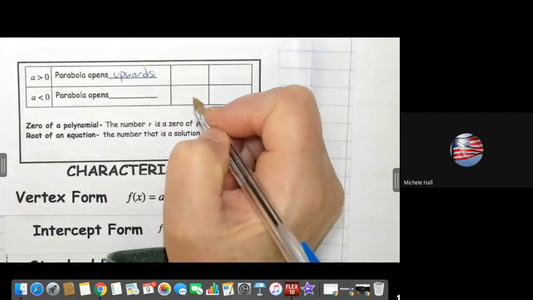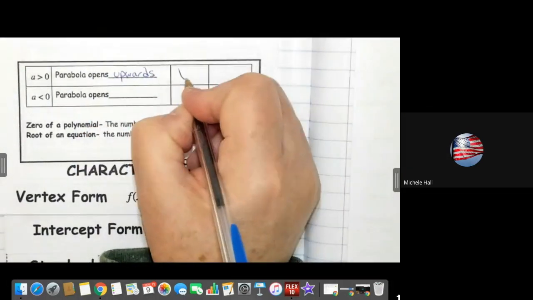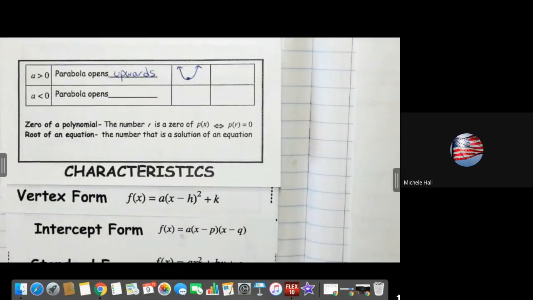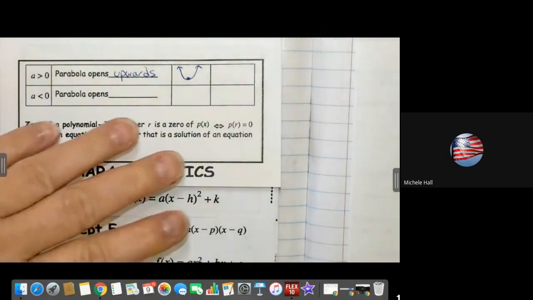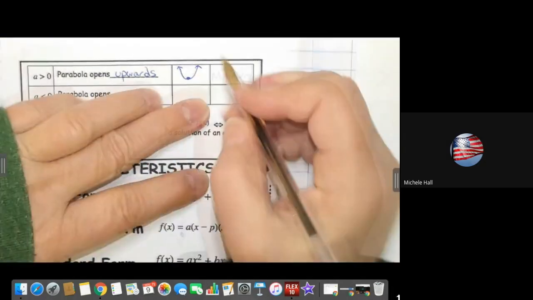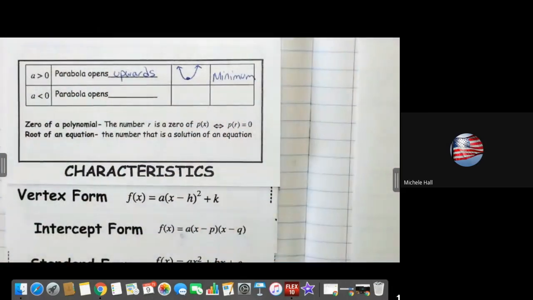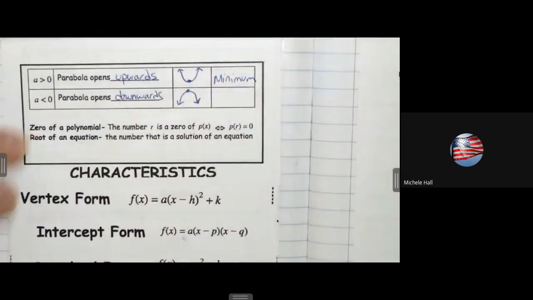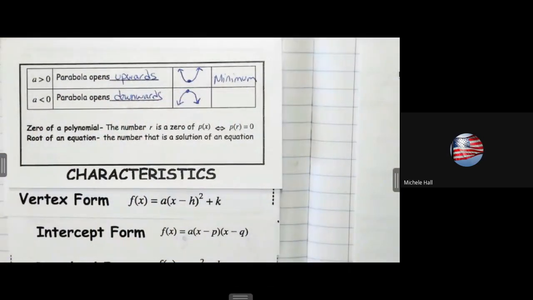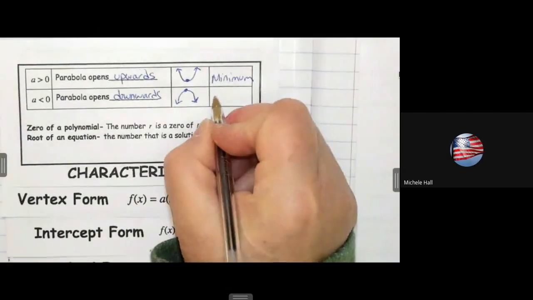And then I'm just going to show a little sketch of it. Is this considered a maximum or minimum? It's the lowest it can go, so that would be a minimum. When a is less than 0, the parabola opens down. Evan, this one's for you. Is this a minimum or maximum? It's the highest it can go, so it's a maximum.